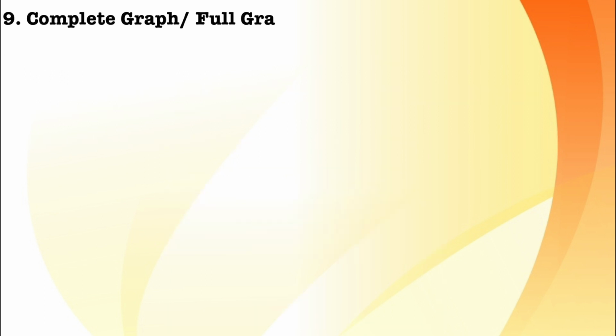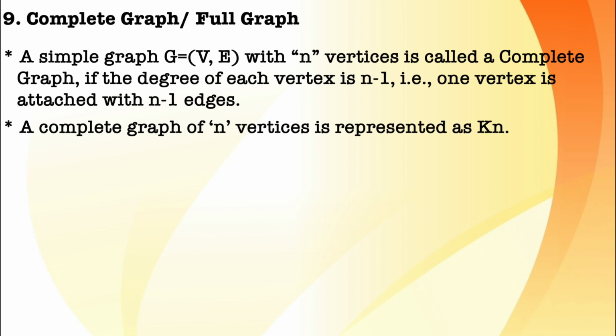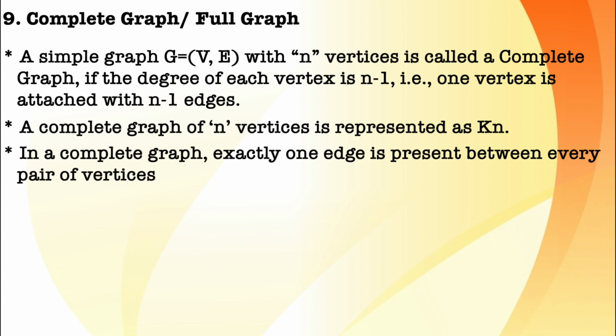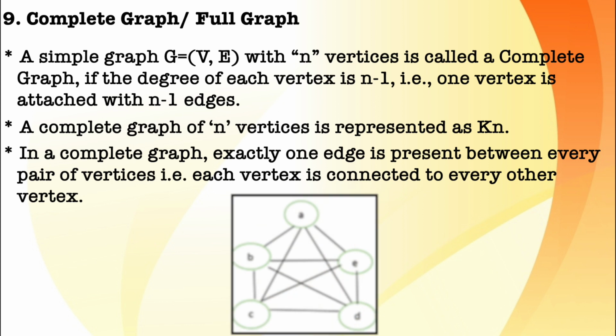Complete graph or full graph. A simple graph G equal to (V, E) with n vertices is called a complete graph if the degree of each vertex is n minus 1. That is, one vertex is connected with n minus 1 edges. A complete graph of n vertices is represented as Kn. In a complete graph, exactly one edge is present between every pair of vertices. That is, each vertex is connected to every other vertex. For example, a tournament graph where every player plays against every other player of the team.